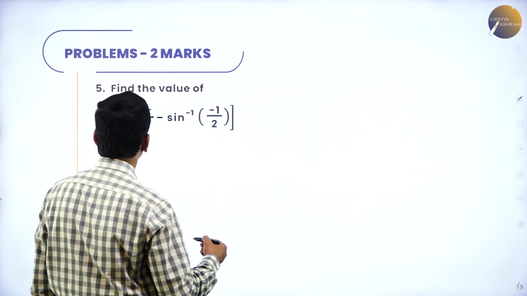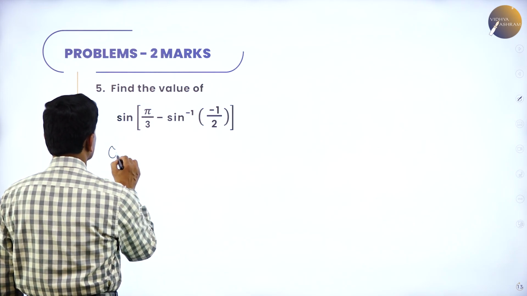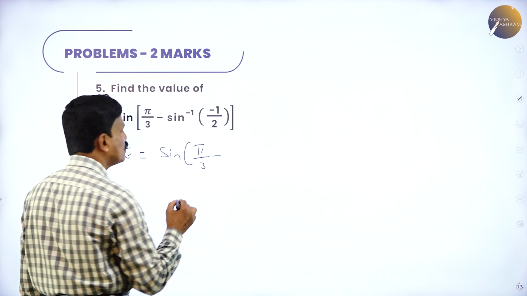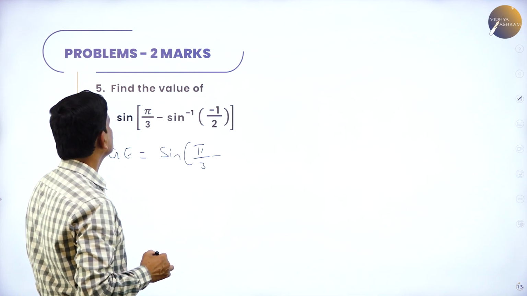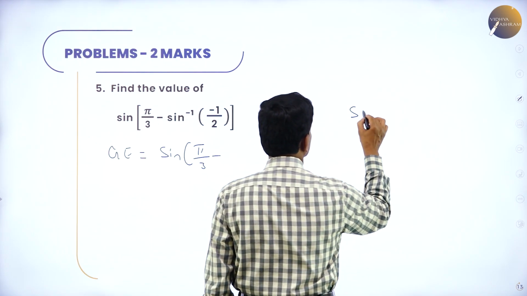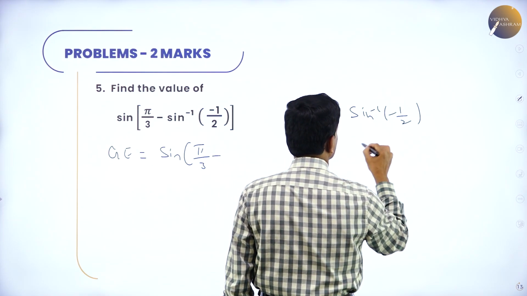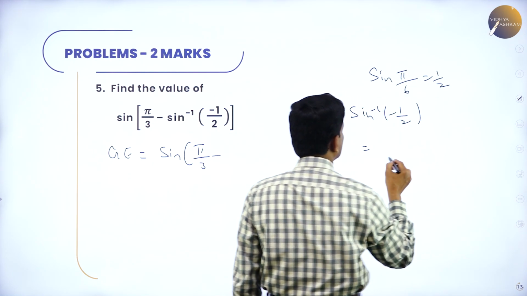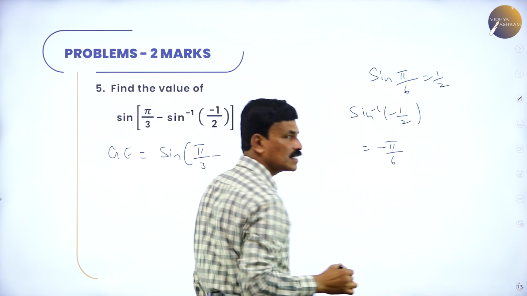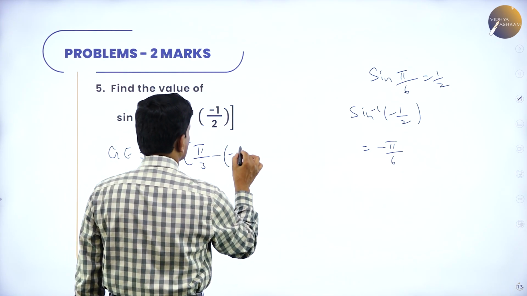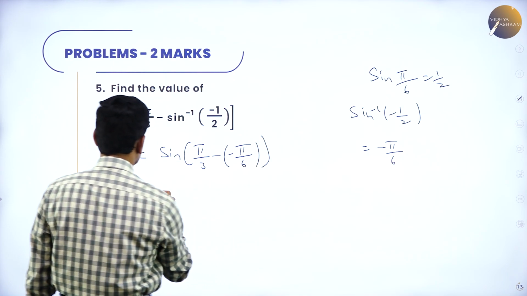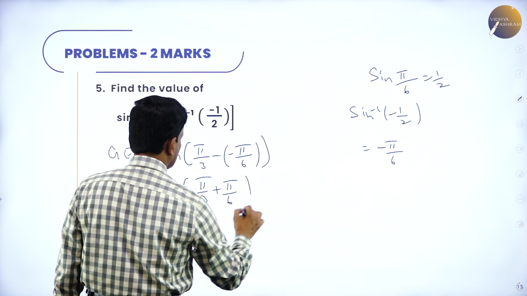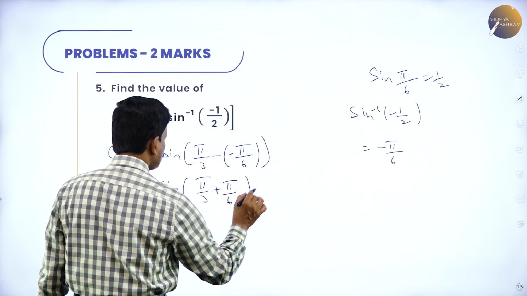Find the value of sine of, this is also the same as the given problem, sine of pi by 3 minus, simplify this. What is sine inverse of minus 1 by 2? Sine inverse of minus 1 by 2. Since sine 30, that is nothing but pi by 6, is equal to 1 by 2, this can also be written as minus pi by 6. So, this is minus pi by 6. This is equal to sine of pi by 3 minus into minus, plus pi by 6.